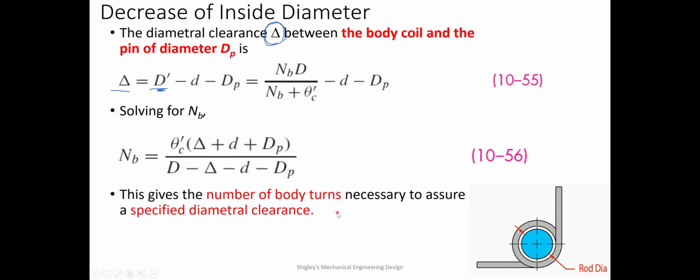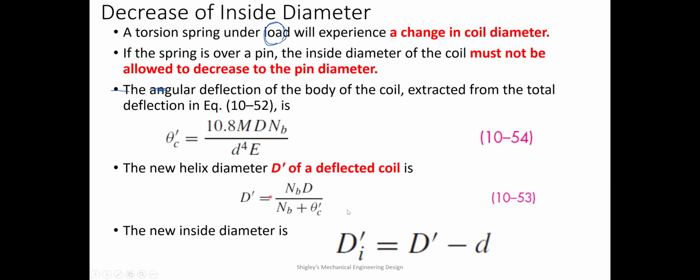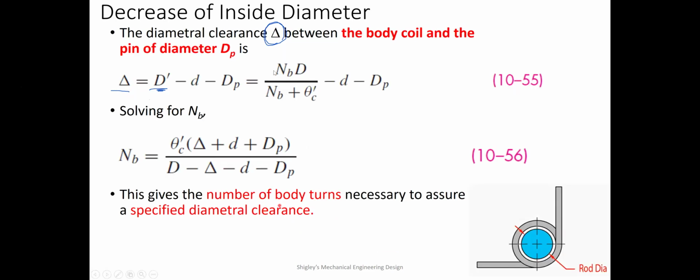Okay, and we can plug those equations in, D prime here, minus D minus DP. Then we can solve for MB, the number of body coils, which equals this term. This gives the number of body turns necessary to ensure a specific diametral clearance.